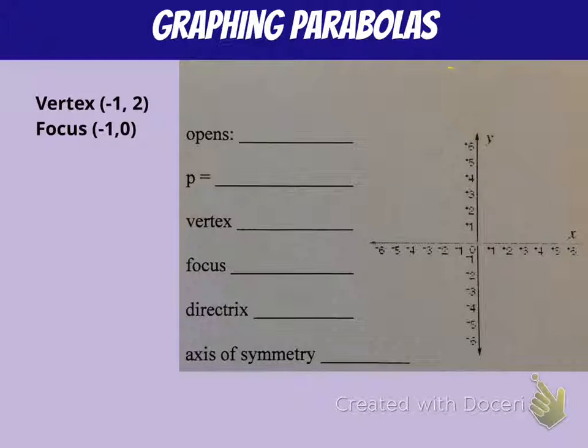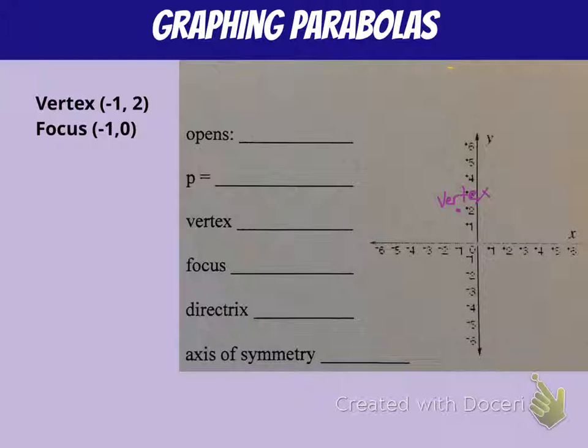Welcome back, class, where we are graphing parabolas, given the vertex and the focus. So, we begin by graphing the vertex at -1, up 2. Go back 1, up 2. It's about right here, and we'll label that vertex.